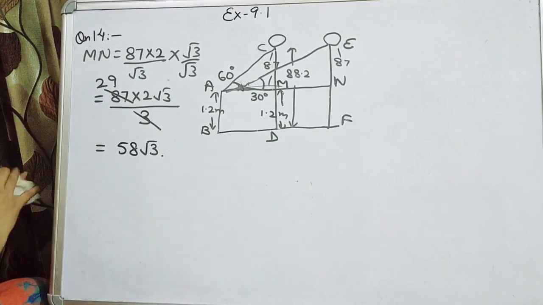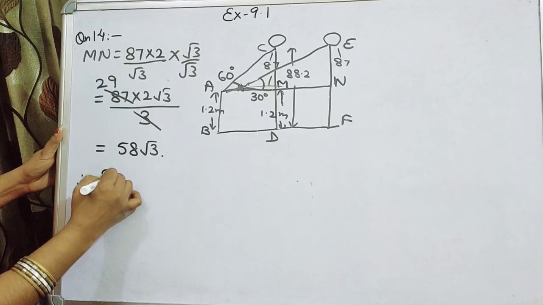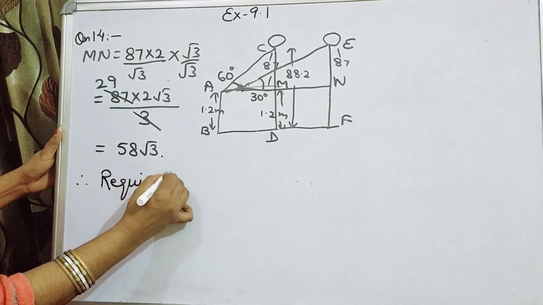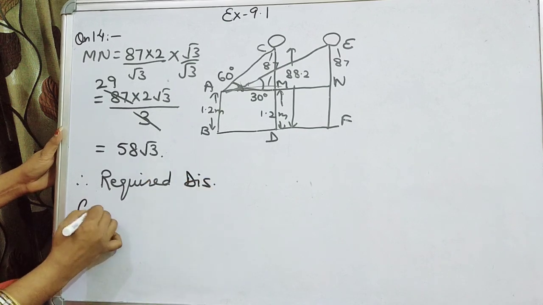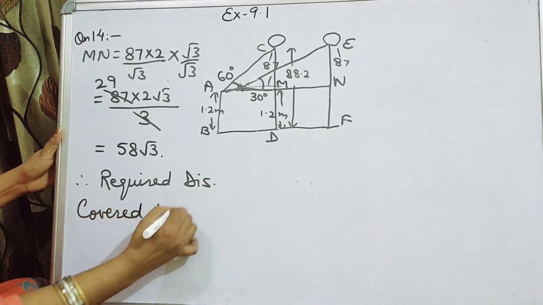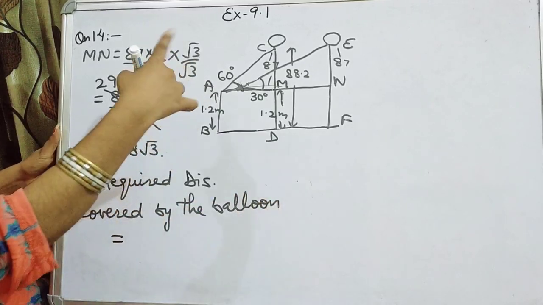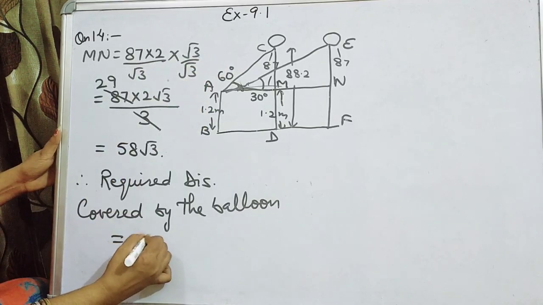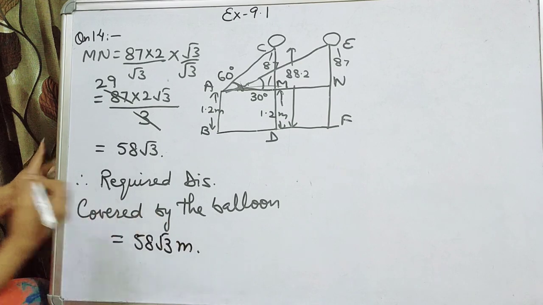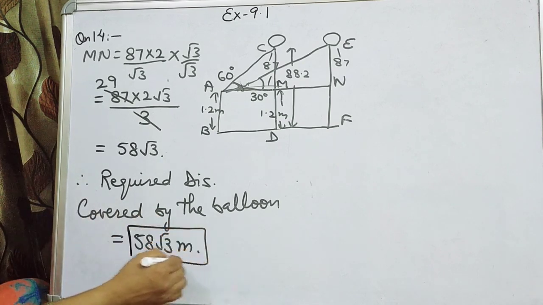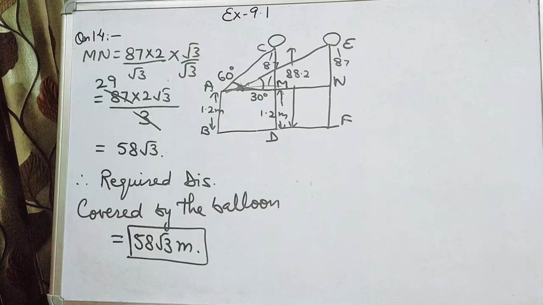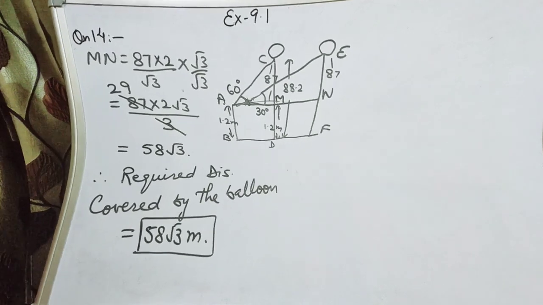So at last we just have to write that the required distance covered by the balloon is 58 root 3 meter. Okay, so this will be the answer. It's better to put the answer in a box, because you are board students and have to highlight your answers so that the examiner can see the answer properly, right? So this is all about this question, and thank you.